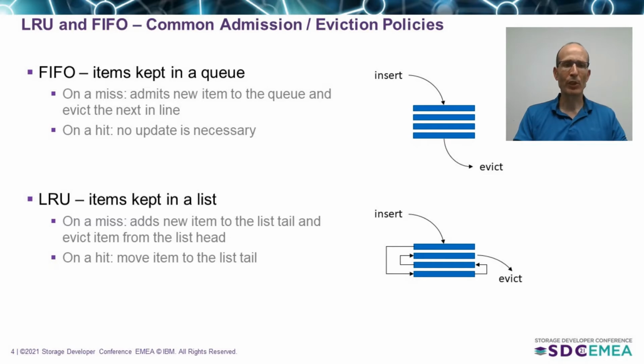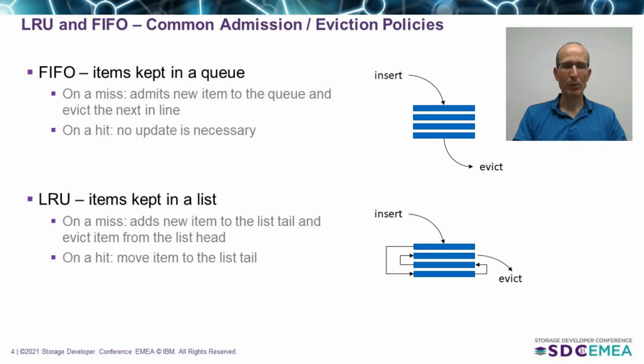With FIFO, which stands for first in, first out, data items are kept in a queue. The admission and eviction policy is fairly simple. We admit a new item at the tail of the queue and evict from its head. Upon a miss, a new item is added to the queue, and the oldest item in the queue is evicted. Upon a hit, no change in the queue takes place.